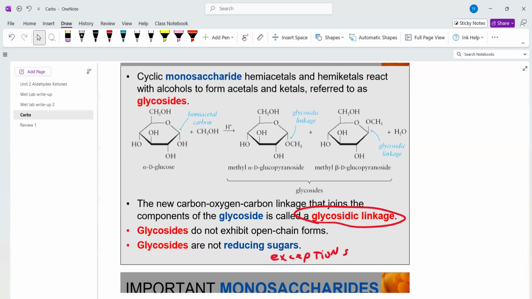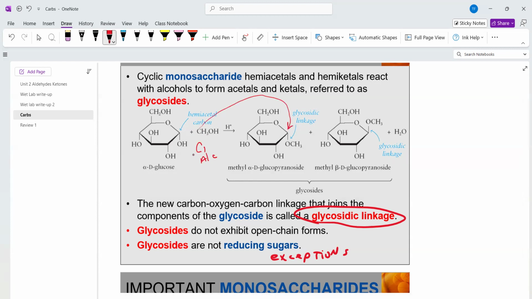Now, this next part, we're going to get into what happens when we have a monosaccharide like glucose, which is a hemiacetal in its cyclic form, and it reacts with an alcohol. So we're going to throw in a 1-carbon alcohol, and then that's going to go over to this guy.